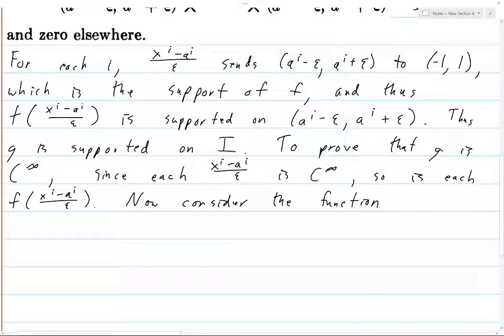So now we're going to consider a function, we're going to call it h of x. And x, of course, is in Rn, so this is really h of x1 all the way up to xn, and it's given by the product of x1 times x2 times all the way up to xn.